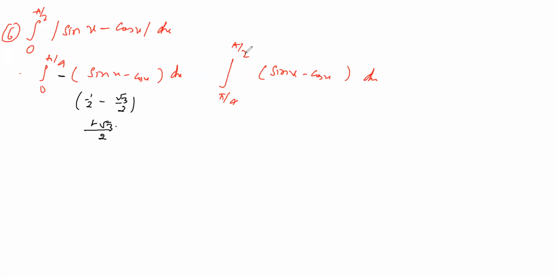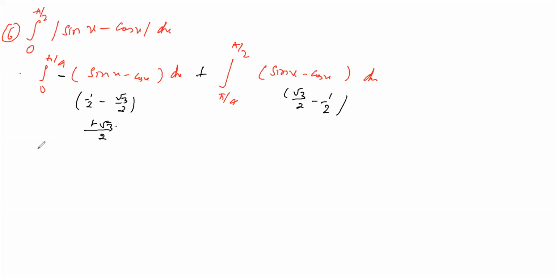Similarly, we don't know the sign here. Between pi by 4 to pi by 2, we will take any value. Tell me any value. Pi by 4 is 45, so between 45 and 90 we take 60. Okay. So sine 60 equals how much? Just the reverse of this one. Here we will get root 3 by 2 minus 1 by 2. So here we will get a plus sign. Okay. So now we'll continue after this.